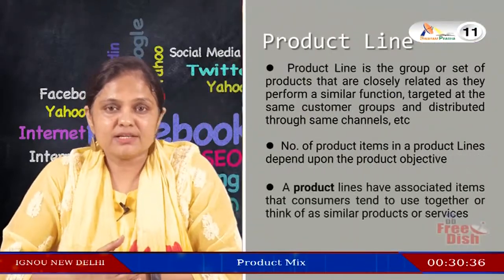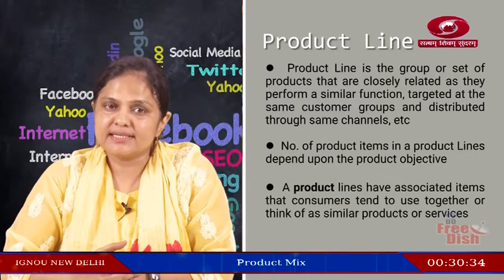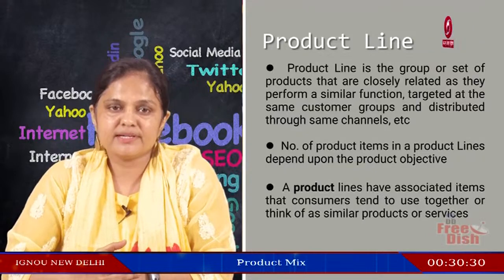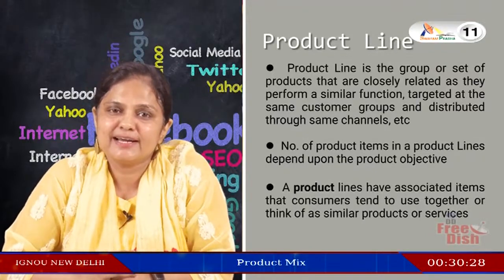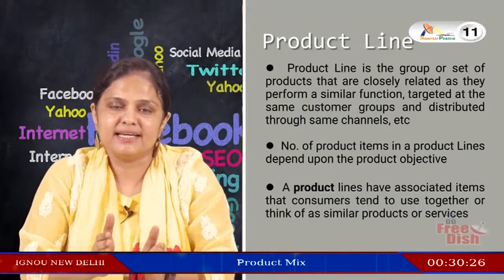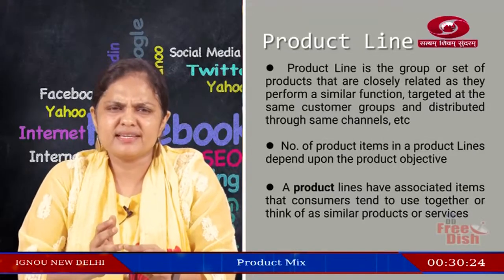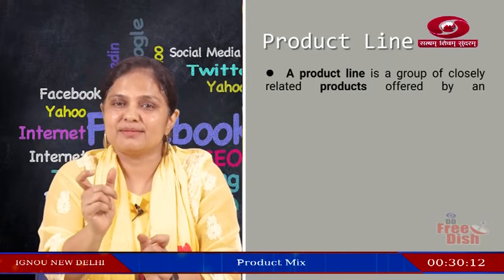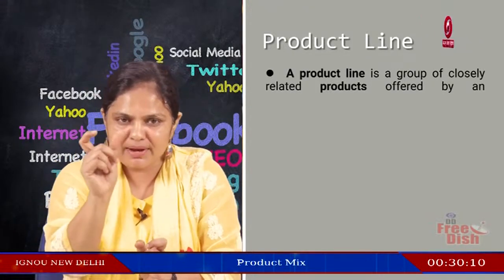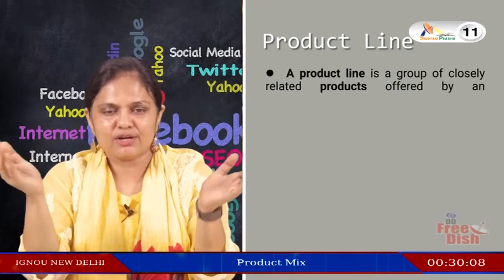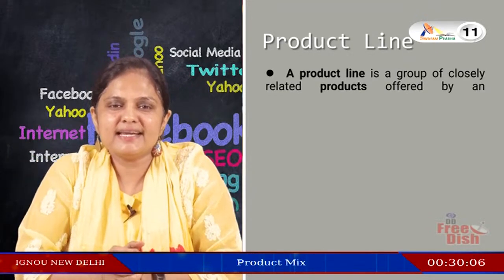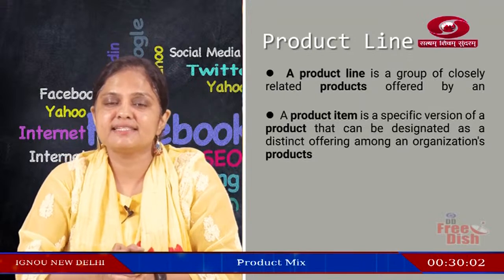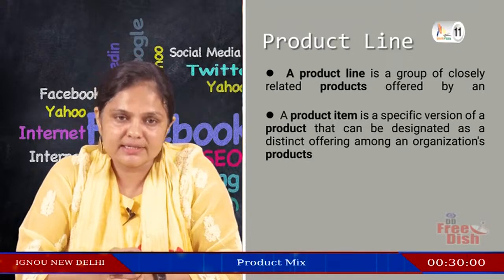Product lines have associated items that consumers tend to use together or think of as similar products or services. For example, dental care may be a product line, with toothbrush, paste, tongue cleaner, mouth freshener. A product line is a group of closely related items. As I said, toothbrush, paste, tongue cleaner, mouth freshener are all closely related items, and it is a specific version of the product that can be designated as a distinct offering among an organization's products.